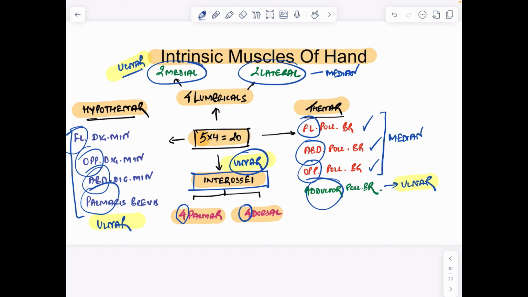What are the functions of the interossei? All of you know that palmar interossei is responsible for adduction of the fingers, while dorsal interossei is responsible for abduction of the fingers. The lumbricals have a function of bringing flexion at the metacarpophalangeal joint and extension at the interphalangeal joint. So these are the functions of the intrinsic muscles of the hand along with the nerve supply.